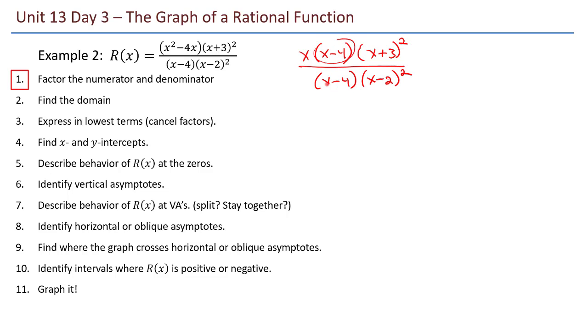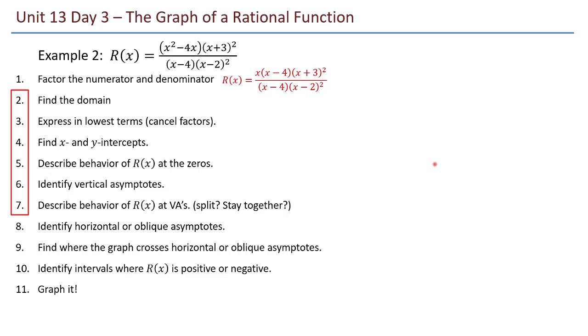Now the one thing is I have a common factor of x minus 4 on the top and the bottom. I didn't have that before, but for step number 1 right now, we can leave it like that. That's the factored form.